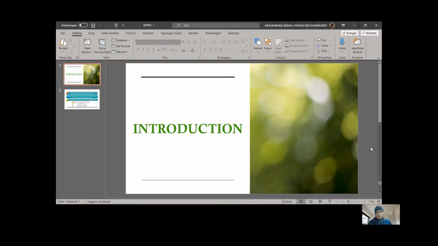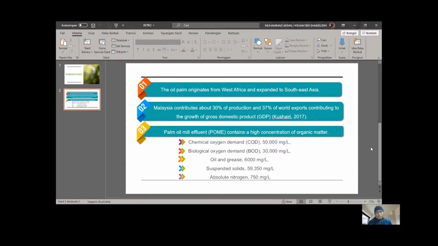I'm going to present the introduction for our mini project. The oil palm originates from West Africa and expanded to Southeast Asia. Kushairi 2017 stated that Malaysia contributes about 30% of production and 37% of world exports, contributing to the growth of gross domestic product, known as GDP.